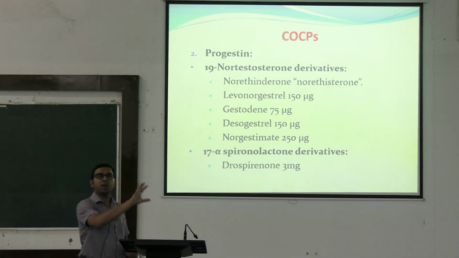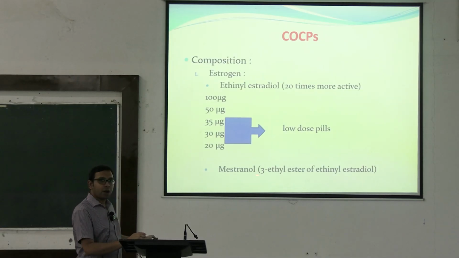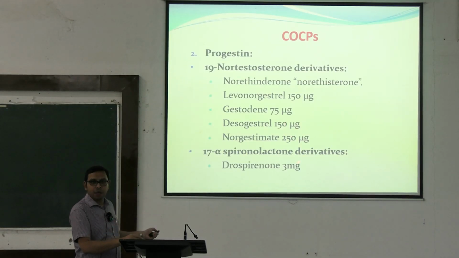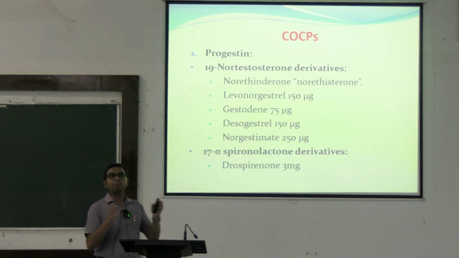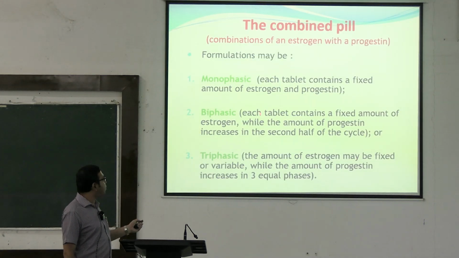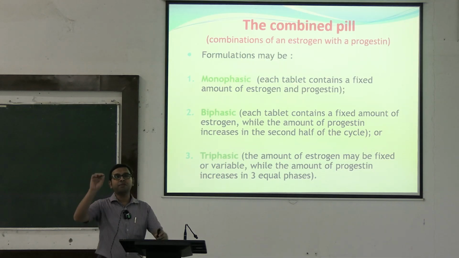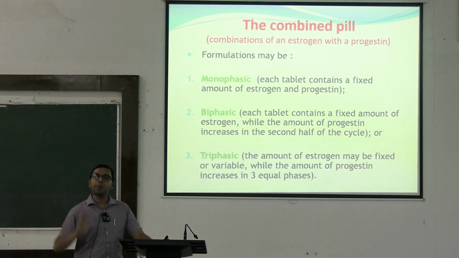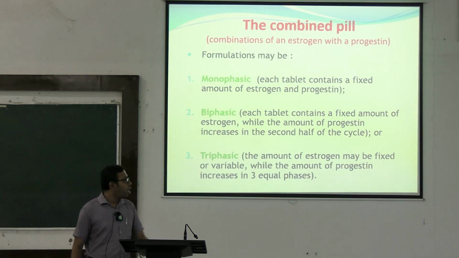So ethinyl estradiol most commonly, or mestranol plus any of these. So this is the combined oral contraceptive pills. So monophasic, biphasic and triphasic. Monophasic means each tablet contains a fixed amount of estrogen, fixed amount of the progesterone. It is to be continued for the 21 days of the cycle.